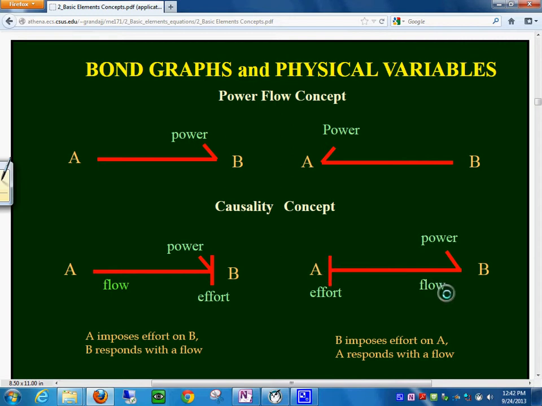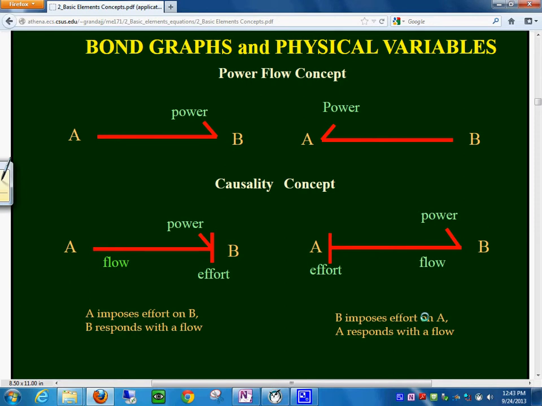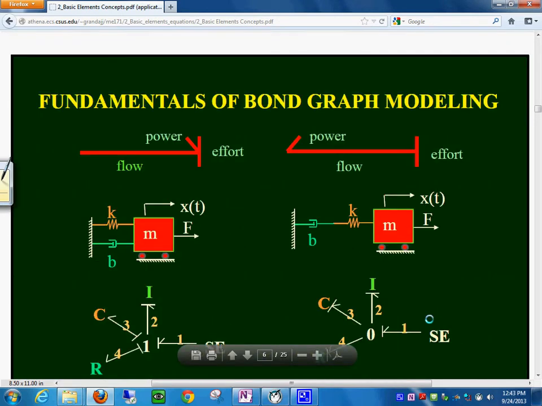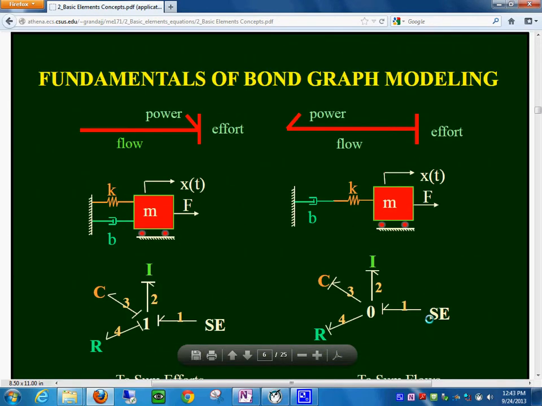So in this symbol we have two possibilities, that the effort goes this way or the other way. Okay, now we have the connections in here, which we should also pay attention.